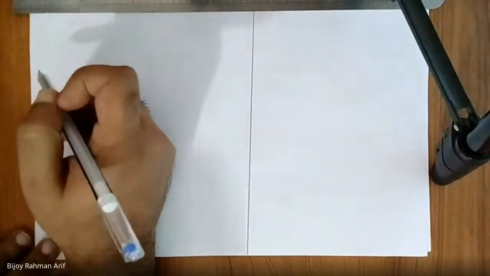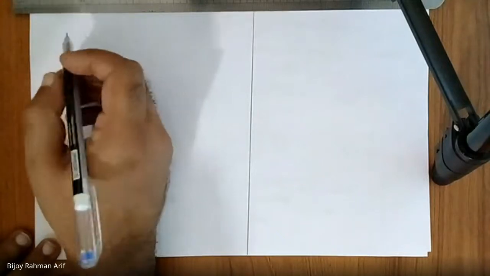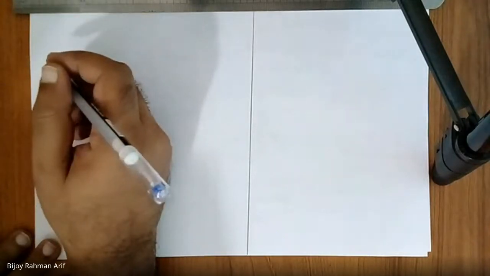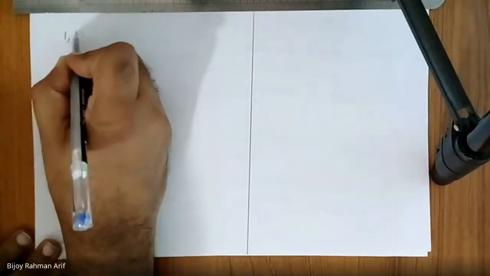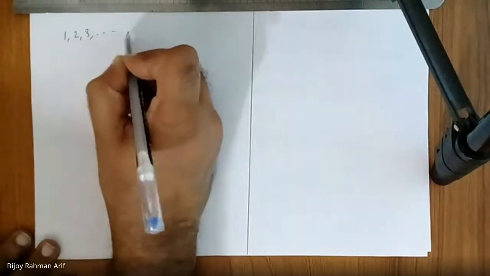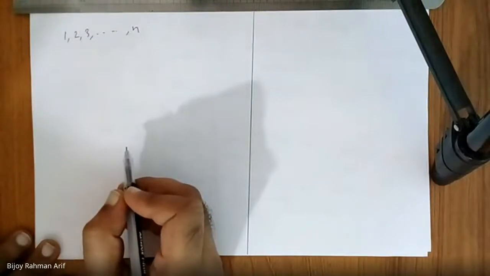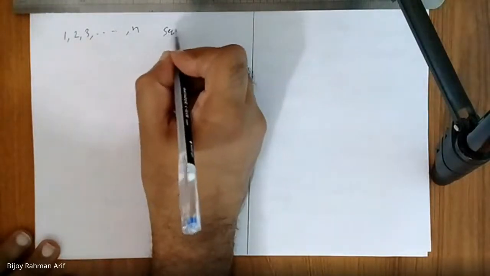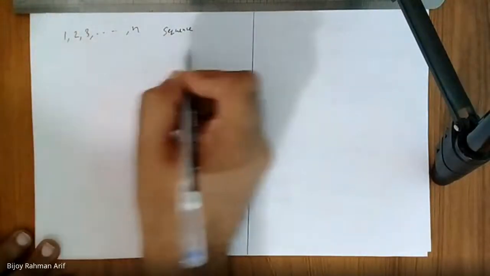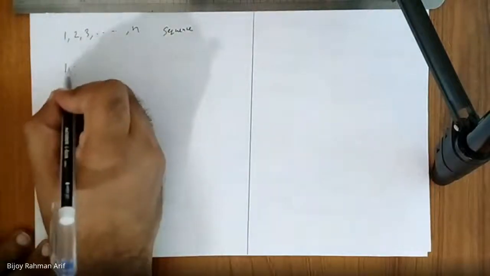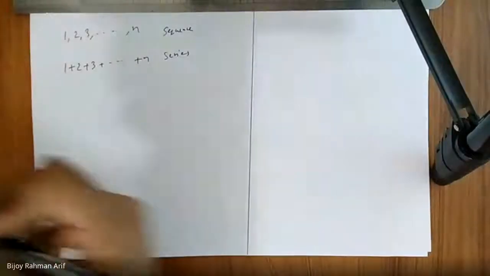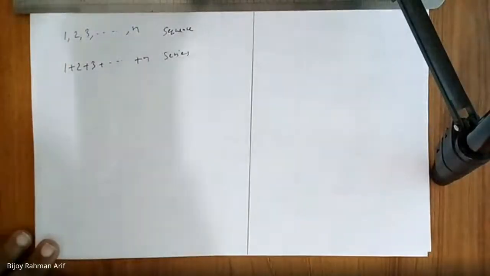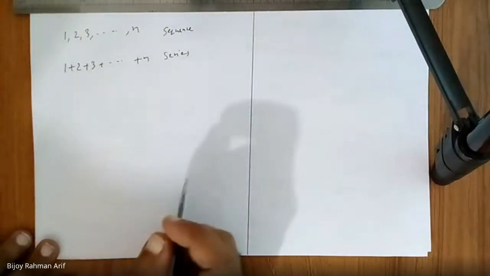So what is the difference between sequence and series? Sequence is like this: 1, 2, 3, dot dot dot n. Each term is separated by a comma, and 1 plus 2 plus 3 plus dot dot dot n. This is called series. Each term is added or subtracted. They are added, they are related with the operator.